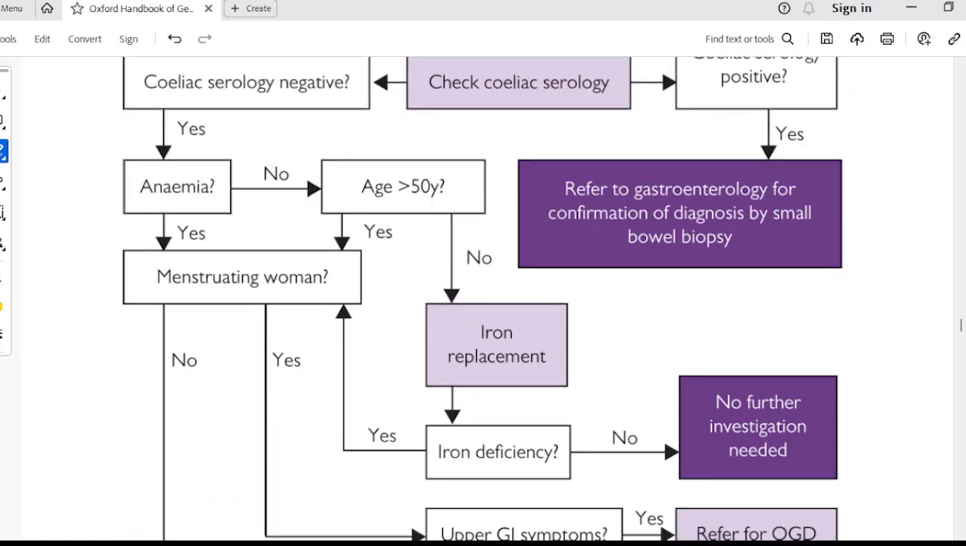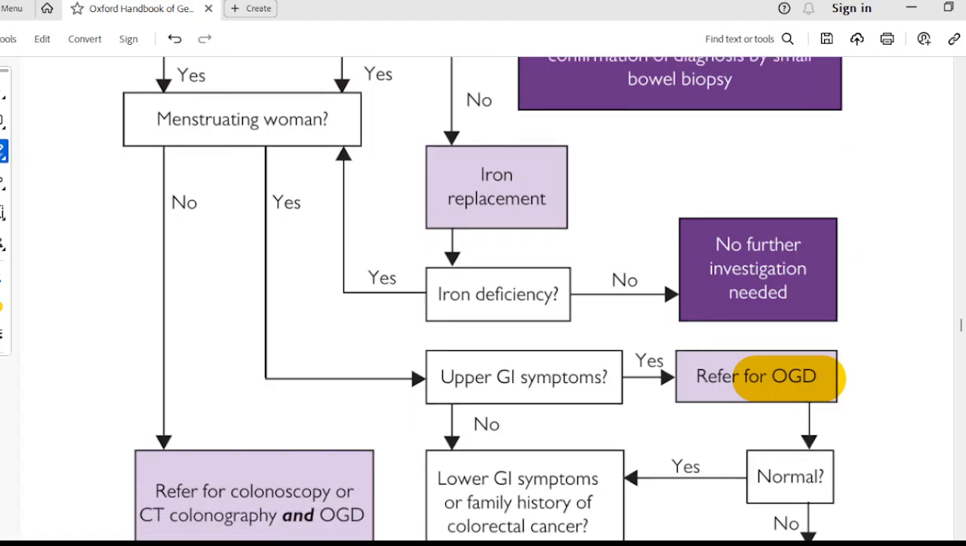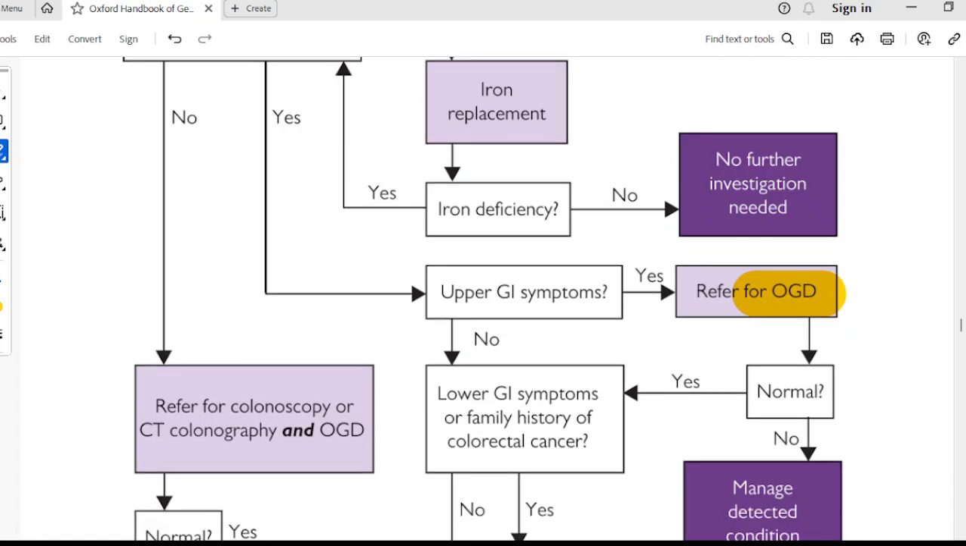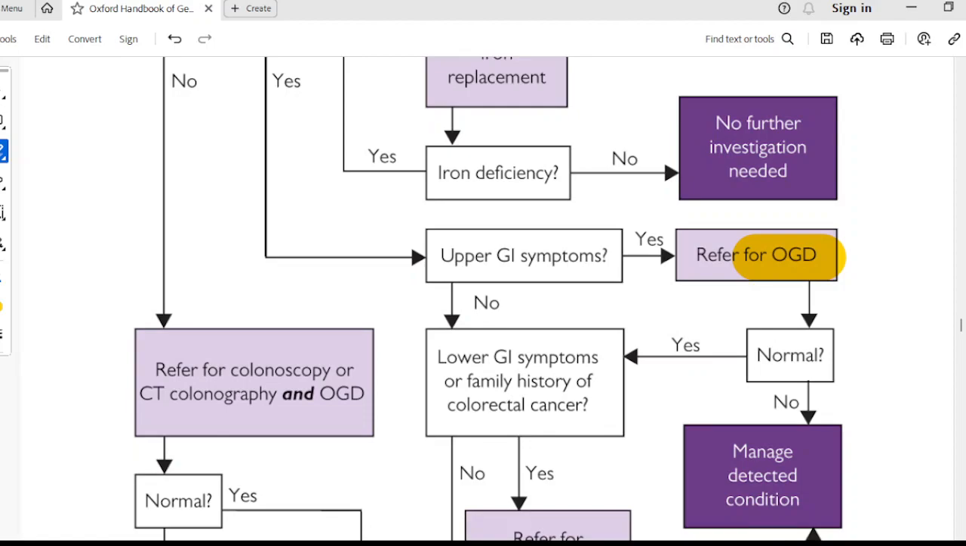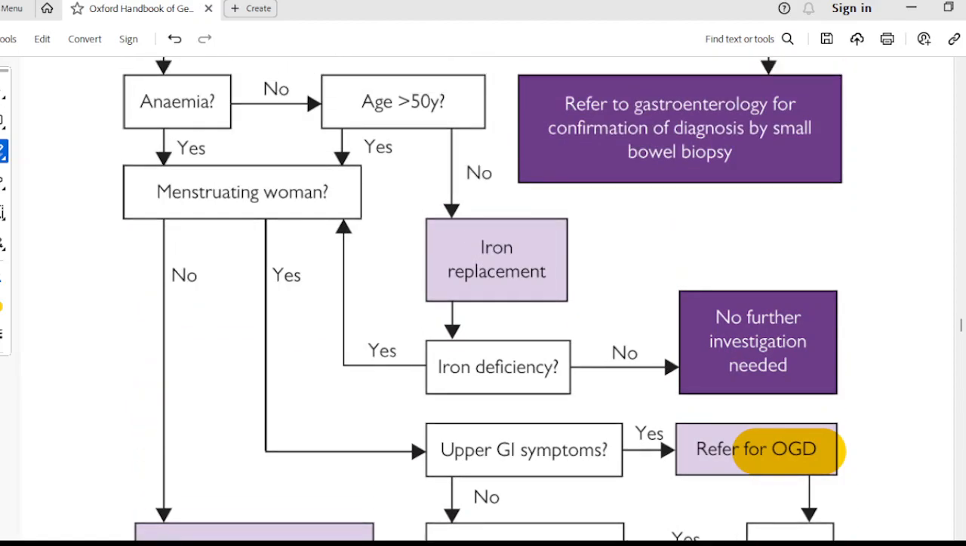So if the celiac serology is negative, anemia is present, and a menstruating woman, then check whether any upper GI symptoms are present or not. If yes, refer for esophagoduodenoscopy or upper GI endoscopy. Okay. If that is normal or not, you have to see. If upper GI endoscopy is abnormal, manage the detected condition. Whatever condition is causing this blood loss from the GI tract, you have to manage.